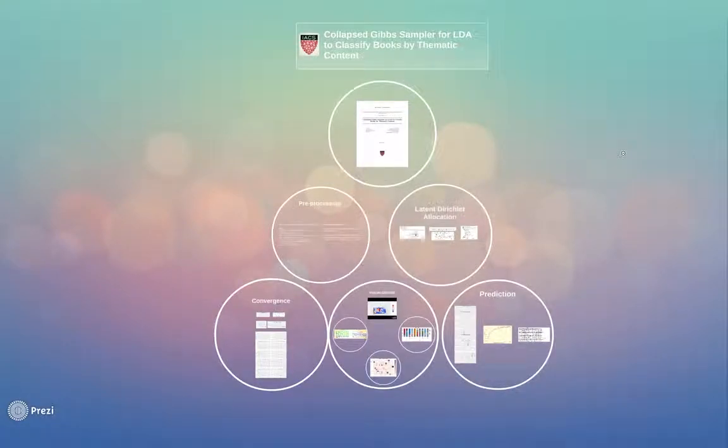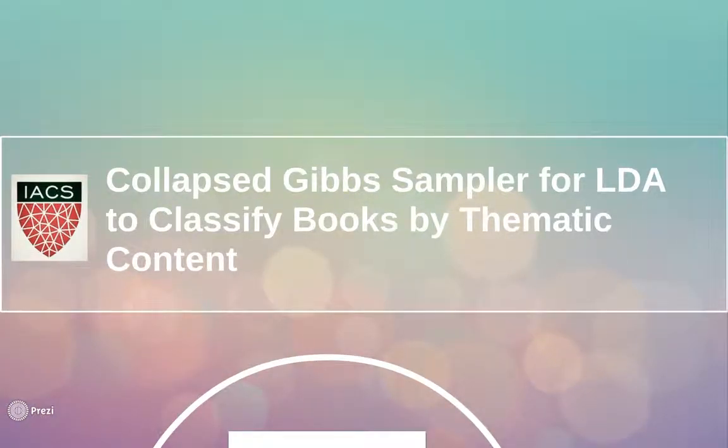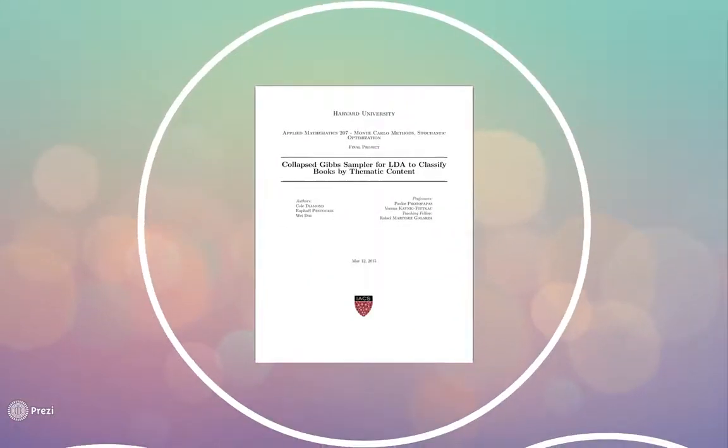Hello, my name is Cole Diamond, and I am presenting my final project for AM207, entitled Collapsed Gibbs Sampler for LDA to classify books by thematic content. I worked alongside my co-authors Rafael Pesturi and Wei Dai under the mentorship of Rafael Martinez Galarza.